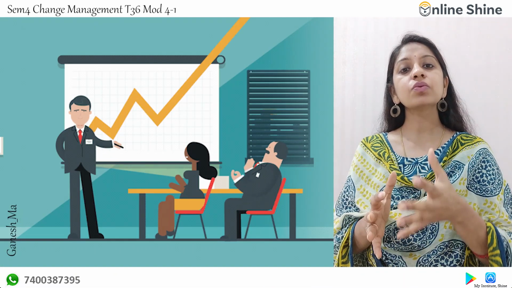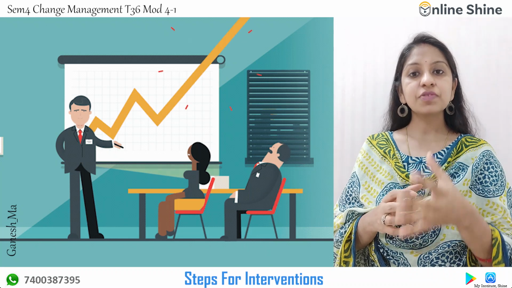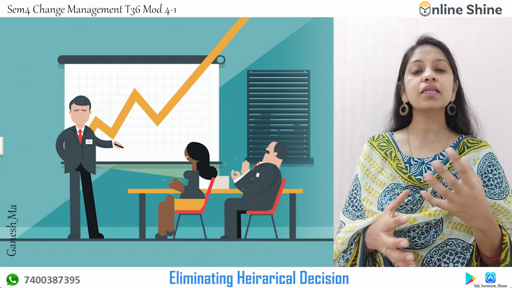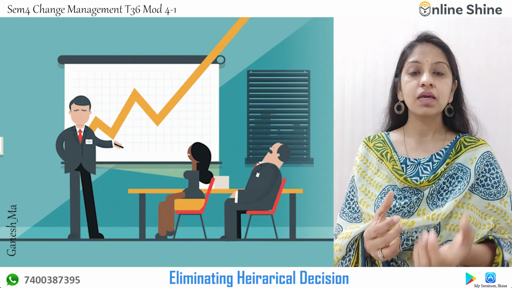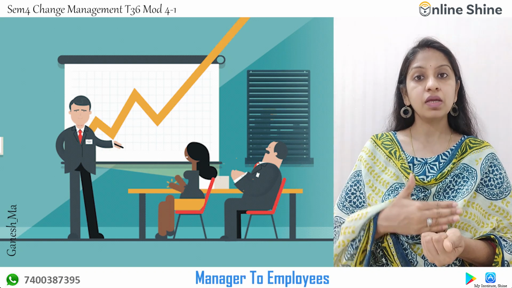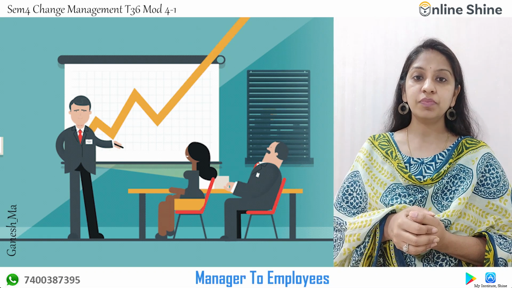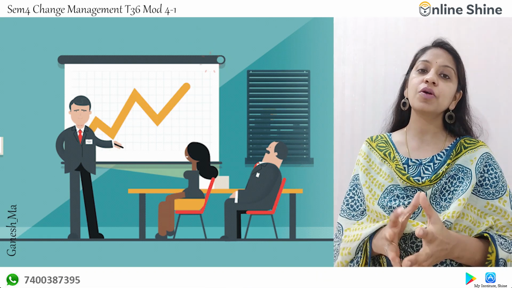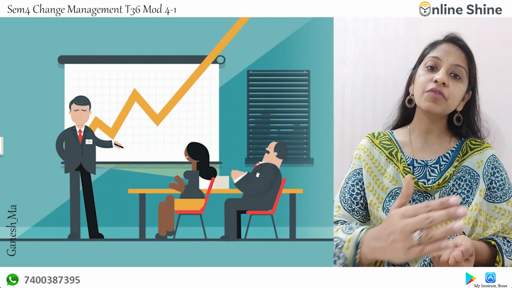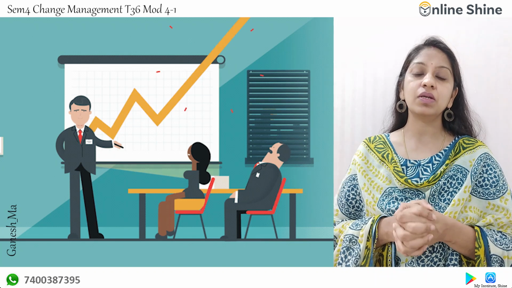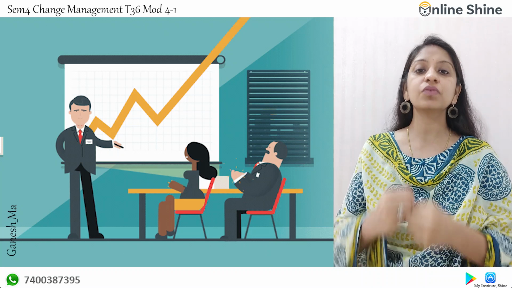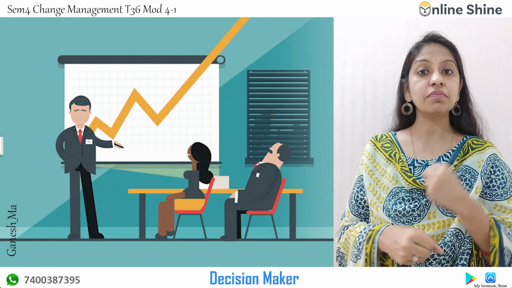Now I am going to discuss some steps for OD interventions. We'll start with the first step, eliminating hierarchical decision making. It means the responsibility for decision making should shift from managers to all the employees. It is not the responsibility of only one person, but of everyone working in the organization, who can take this responsibility and work toward it as decision makers.